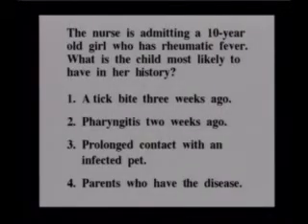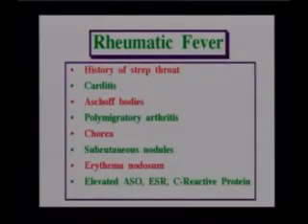The nurse is admitting a 10-year-old girl who has rheumatic fever. What is the child most likely to have in her history? A tick bite 3 weeks ago, pharyngitis 2 weeks ago, prolonged contact with an infected pet, or parents who have the disease? And the answer is number 2, pharyngitis 2 weeks ago, because rheumatic fever frequently follows beta hemolytic strep infections. So the child is likely to have had a history of strep throat, which might be recorded as pharyngitis or sore throat within the last 3 weeks.